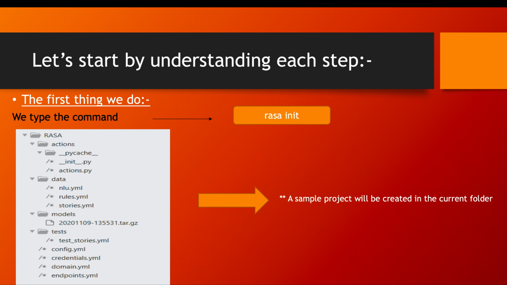So let's start by understanding each step towards the creation of our chatbot. The first thing we will do is simply type the command rasa init, and this will create a sample project within the current folder. You can see the structure of the sample Rasa project which this command creates. You can see various files like nlu.yml, rules.yml, stories.yml. We will see all these files one by one and what they specify.